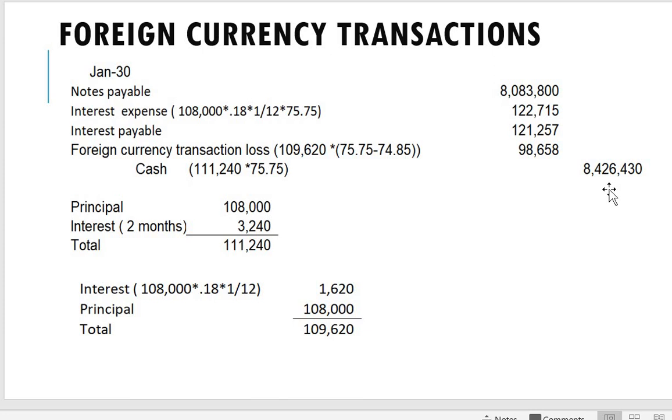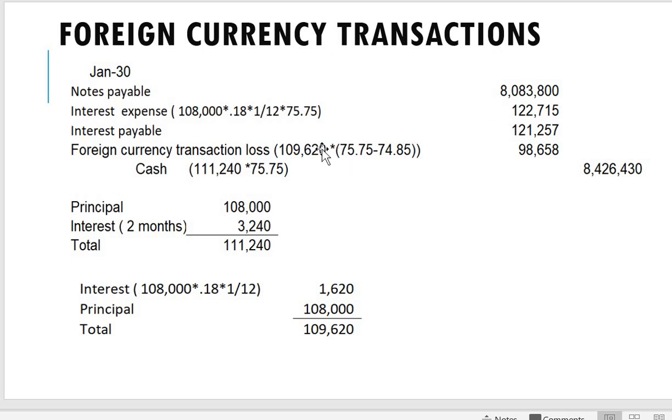8,426,430. Okay? Of course, we'll debit notes payable, the balance at December 31. And then our interest expense for 1 month. Because our interest is for 2 months, one for December 2016 and one for January 2017. So our expense is only for 1 month in 2017, and it's 108,000 times 18% times 1/12 times the direct exchange rate for 2017, which is 75.75. And then we'll debit the interest payable at 121,257.